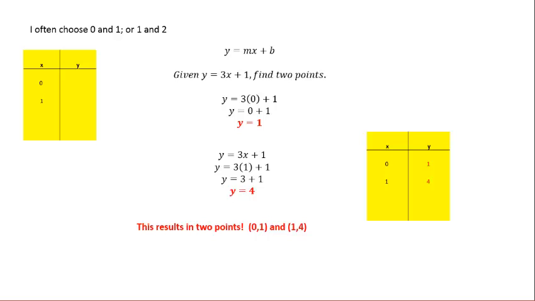In this example, I am given the equation y equals 3x plus 1. I simply want to find 2 points on that line so that I can plot it. All I do is create an XY chart, and under x I put one value of 0 in and one value of 1 in, substitute those in separately. For 0, I get a y value of 1. For 1, I get a y value of 4.